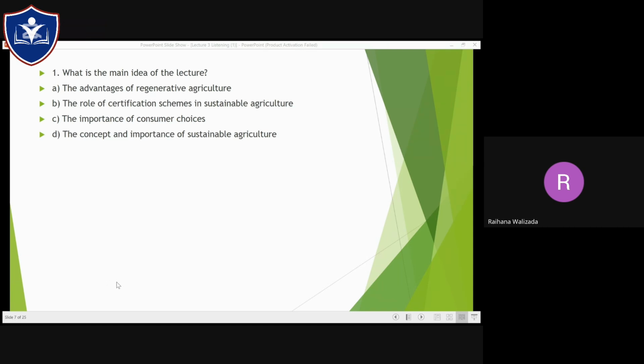Now, coming to the question, what is the main idea of the lecture? A, the advantages of regenerative agriculture. B, the role of certification schemes in sustainable agriculture. C, the importance of consumer choices. D, the concept and importance of sustainable agriculture.